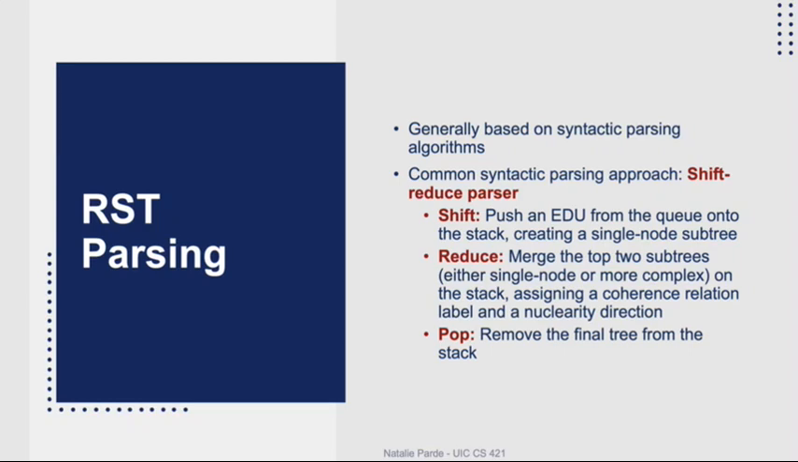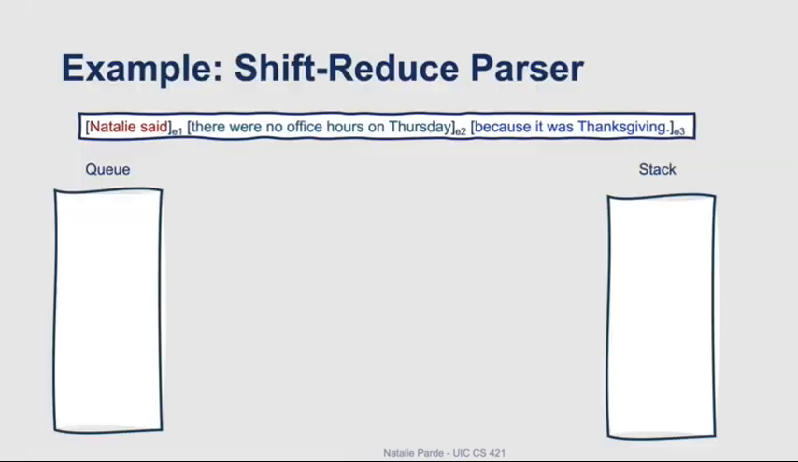As a reminder, a shift-reduce parser can perform 3 operations. It can push an element, or in this case an elementary discourse unit, from a buffer or queue onto a stack. It can reduce or merge the top 2 subtrees on the stack, assigning a discourse label and direction from satellite to nucleus, or it can pop or remove the final tree from the stack. We can walk through a case example to see how that works in more concrete terms. Let's say we have a sentence, Natalie said there were no office hours on Thursday because it was Thanksgiving. And we've already done EDU segmentation on it and found our 3 distinct elementary discourse units. We have an empty queue to start with and an empty stack.